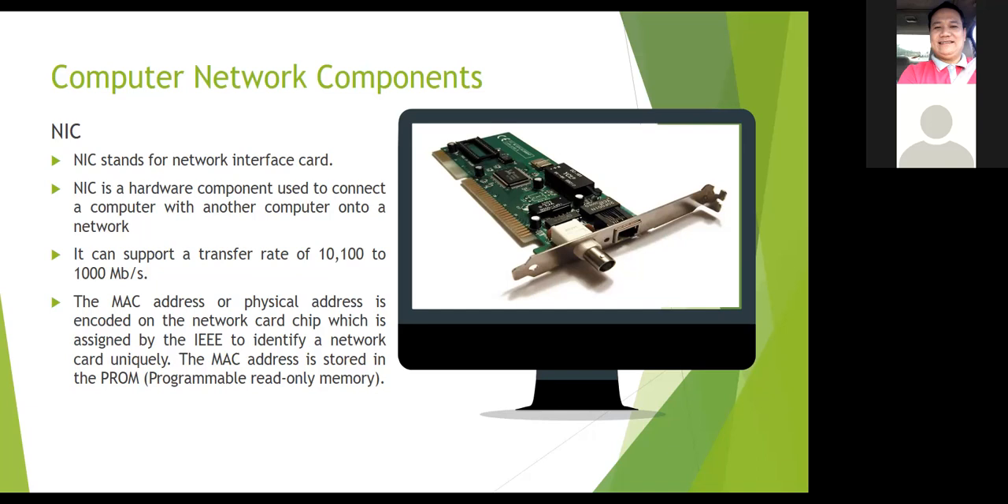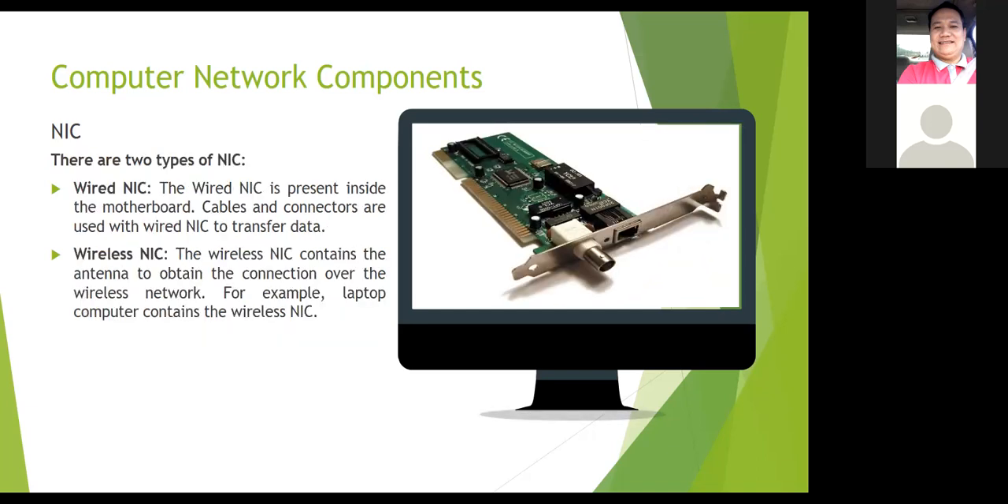There are two types of NIC, which is the wired NIC and the wireless NIC. So the wired NIC is presented inside the motherboard. Cables and connectors are used with the wired NIC to transfer data, while the wireless NIC contains the antenna to obtain the connection over the wireless network. For example, the laptop computer contains the wireless NIC.